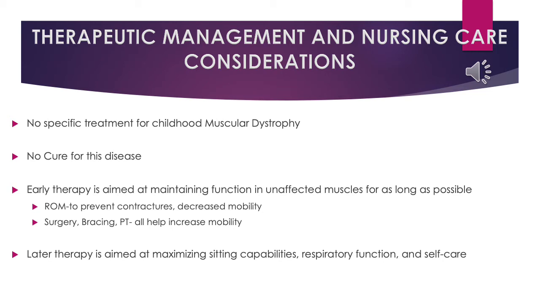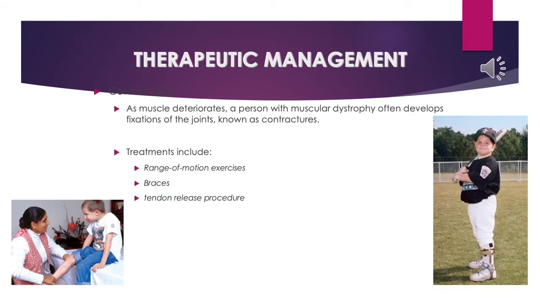Later therapy is aimed at maximizing sitting capabilities, because past the age of 12, these children can't usually walk on their own. So we want to focus on their ability to sit. We also need to focus on respiratory and cardiac function and on their self-care because, again, we don't want them to be completely dependent. We want to keep them as independent as possible. We also want to prevent any obesity in these children and have prompt attention paid to any infection they may have. One of the main goals of treatment for these children is to prevent contractures.